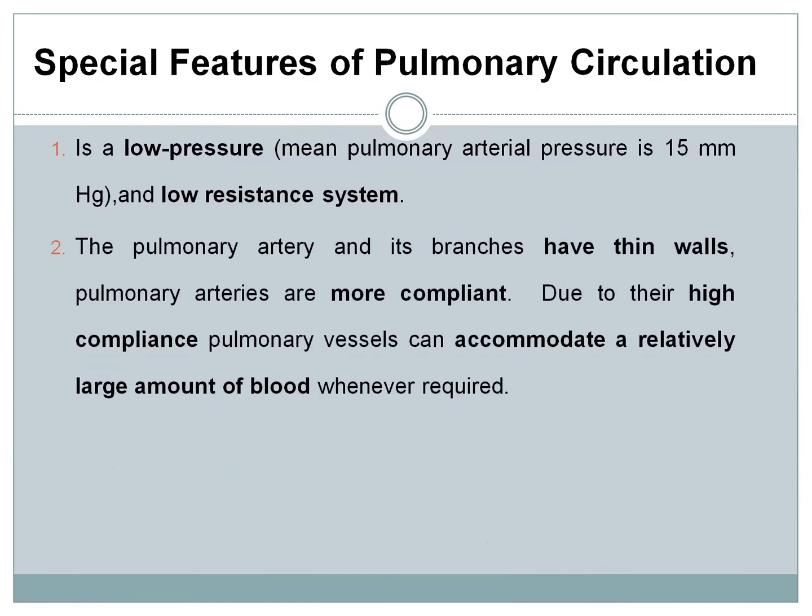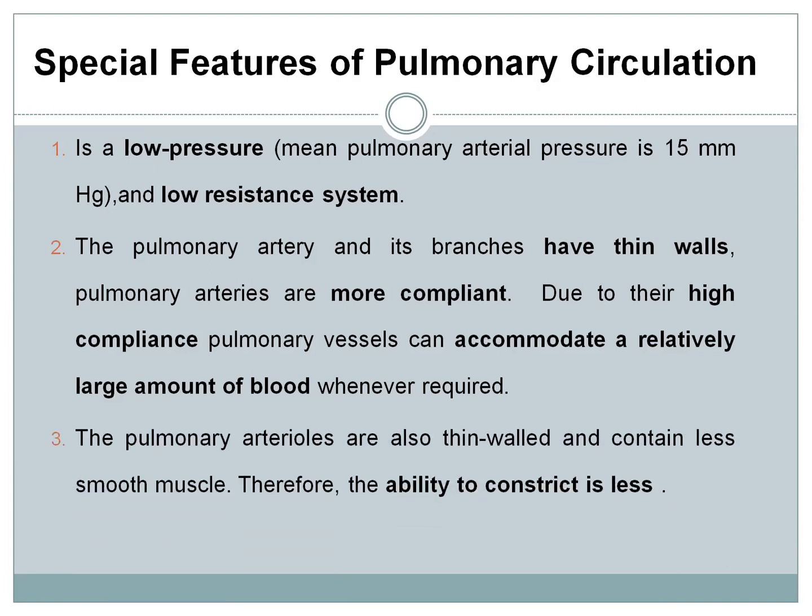The pulmonary artery and its branches have thin walls so that they become more compliant. Due to their high compliance, the pulmonary vessels can accommodate a relatively large amount of blood whenever required. If you remember the functional anatomy session, I have discussed this point, that the circulation is acting as a reservoir. Why? Because these arteries and their branches have very thin walls and they are more compliant. That means they are more distensible so that they can accommodate a large amount of blood.